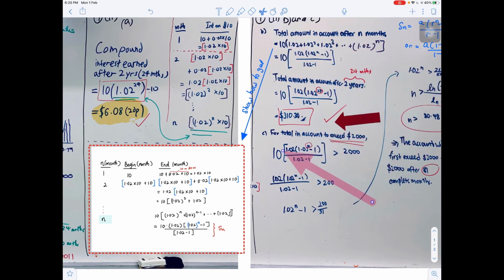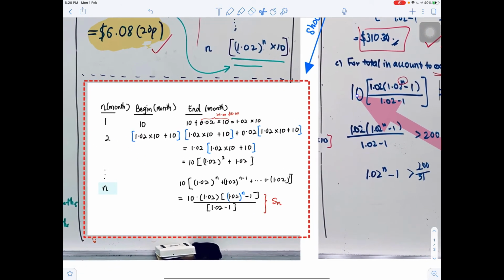The working is like this. We form a table with the beginning of the month and the end of the month. Month number 1, at the beginning of the month we put in $10. At the end of the month, we would have $10 plus 0.02 times 10, which is the interest on that initial $10. We can factorize this out. 10 is a common factor, so when we take it out, we have 1.02 times 10. This is an important form of the number. We don't want to evaluate this because we want to be able to see the pattern.